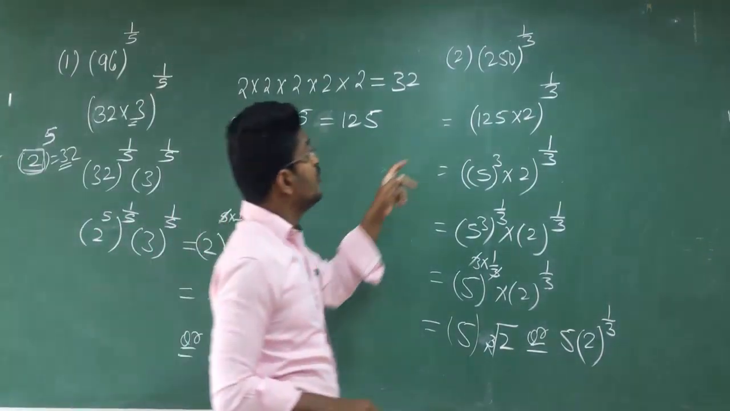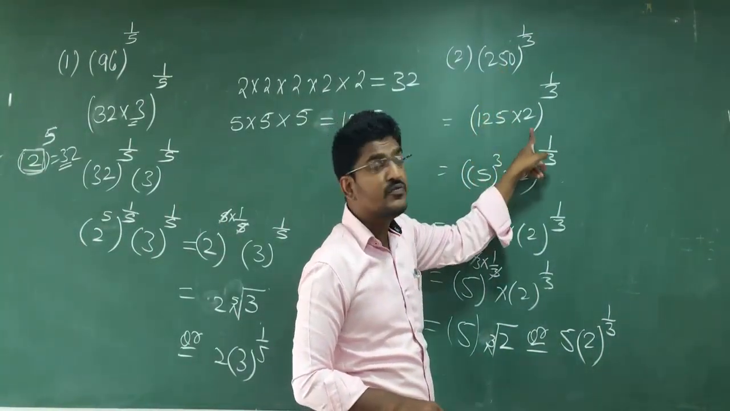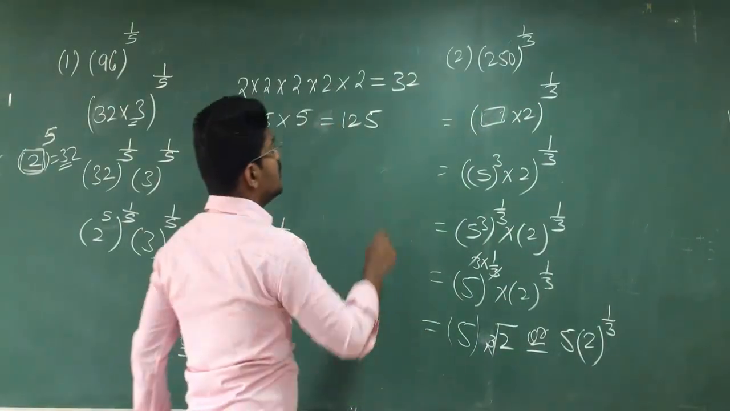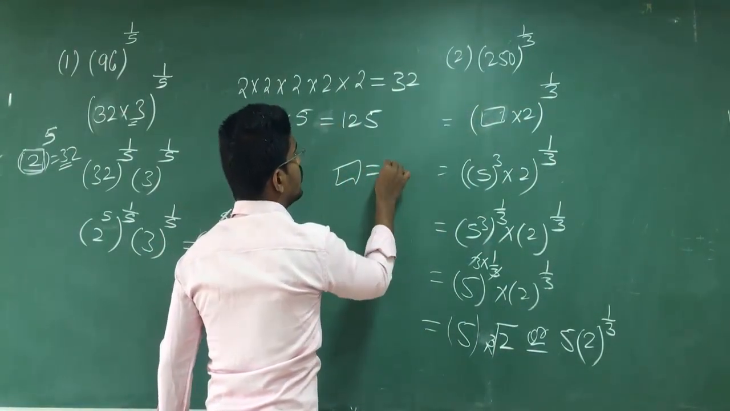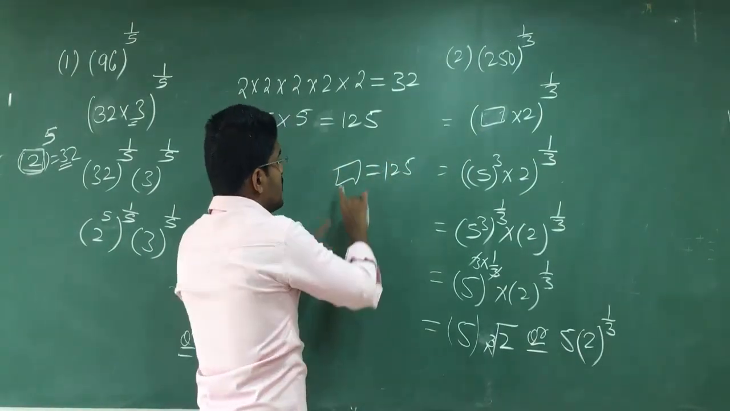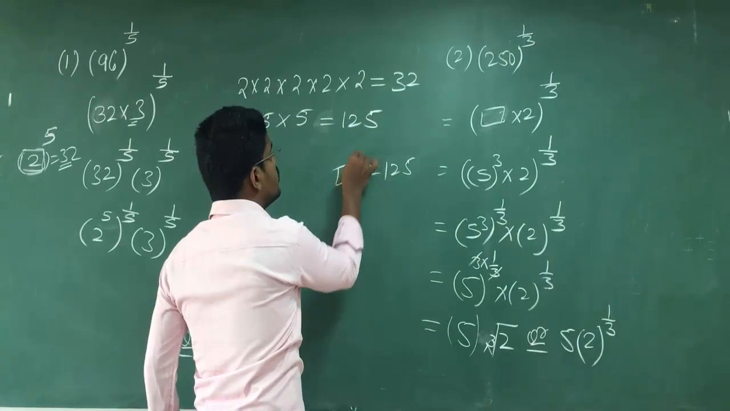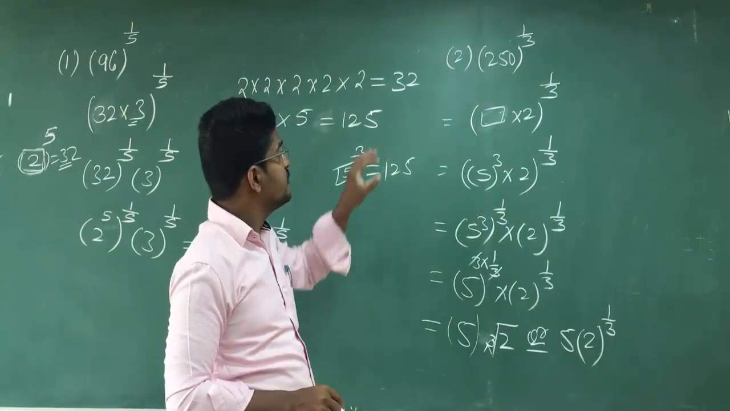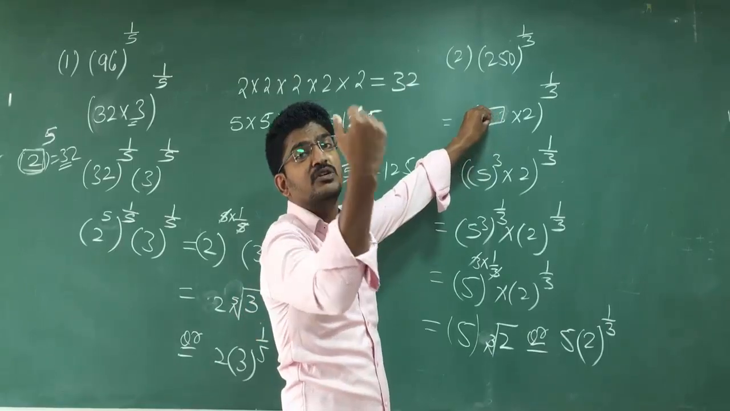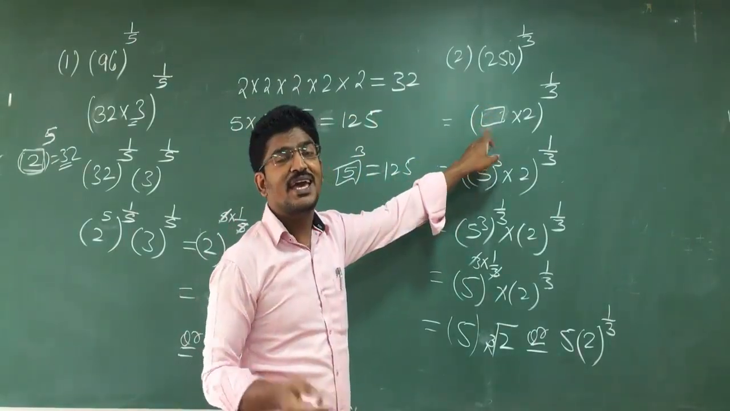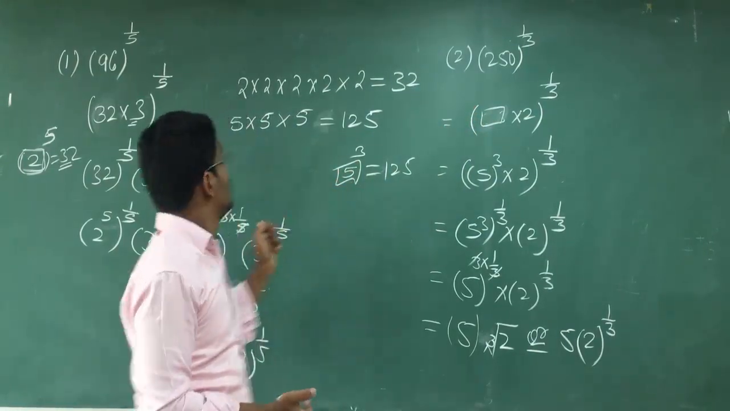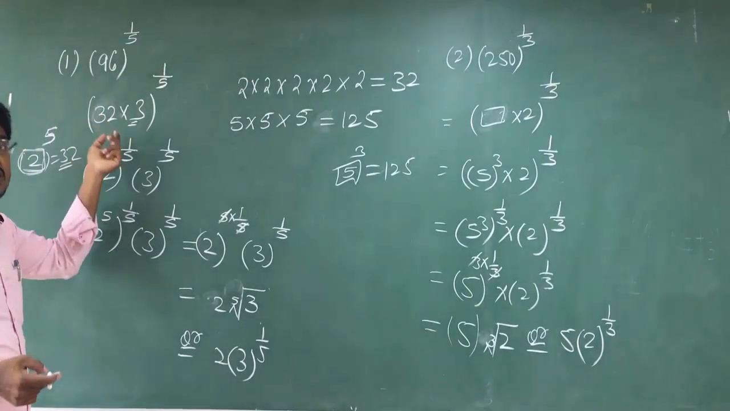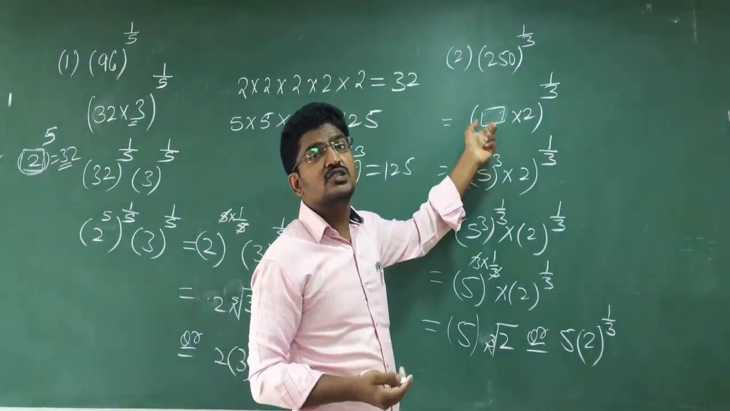Clear? See here also, whenever I am writing 250 as 125 into 2, I am taking some box here. Clear? So this box must be equal to 125. That means 5 to the power of 3 is equal to 125. This technique I am using. Clear? That means if I write some number here, it has to be written as some number's cube. If I write 125 here, I can write it as 5 cube. If I write 32 here, I can write it as 2 to the power of 5. If you can't write 2 to the power of 5, you can't solve this. You can't write this as 5 to the power of 3, you can't solve this. Are you getting my point?